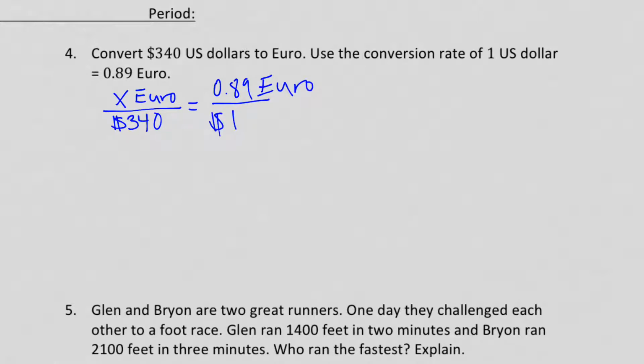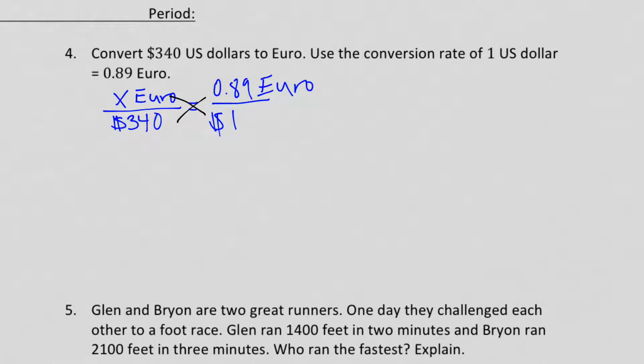There you go. So now notice what I did. I figured out what I need to find and put it over what I know. I know I have $340. I need to figure out how many euro, how much. On the right side, I put the conversion rate that they gave me, 0.89 euro and $1, making sure that euro goes with euro, dollars go with dollars. Do not mix them up. And now we're just going to solve by simply cross multiplying.